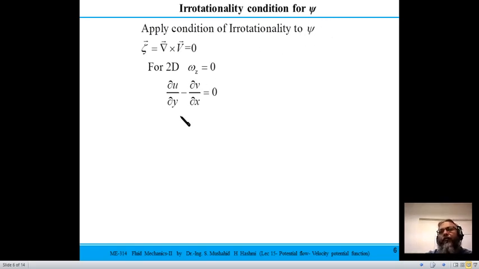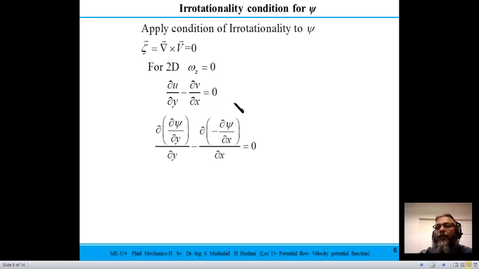It doesn't mean that the velocities are not changing. If velocities are not changing in space, then such a flow is actually a uniform flow. But we are not saying that it is a uniform flow. What we are saying is that the velocity gradient of the x component with respect to y balances out the gradient of the y component of the velocity with respect to x. If this balances out, then such a flow is actually an irrotational flow.